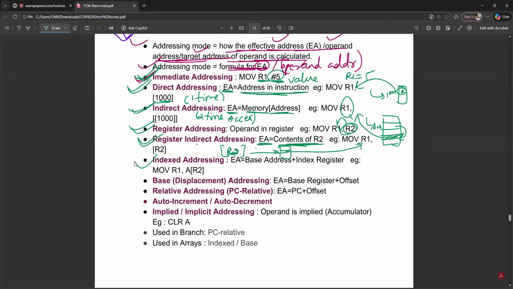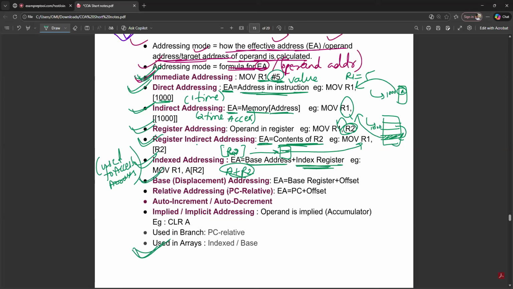What is index addressing? Index meaning index register, right? So base address plus index register. Here, how will the effective address be calculated? A plus R2, that is A plus whatever value is contained in R2. So it is called index addressing. Mainly it is used to access arrays, using the index register.